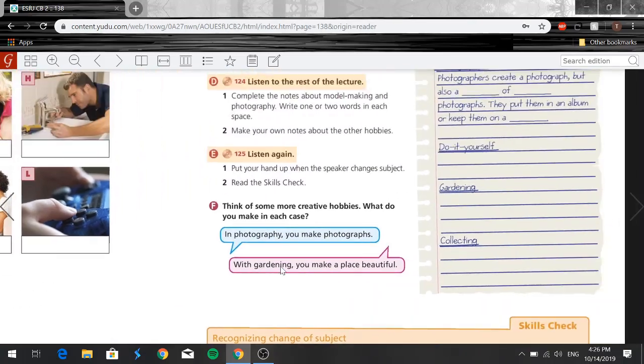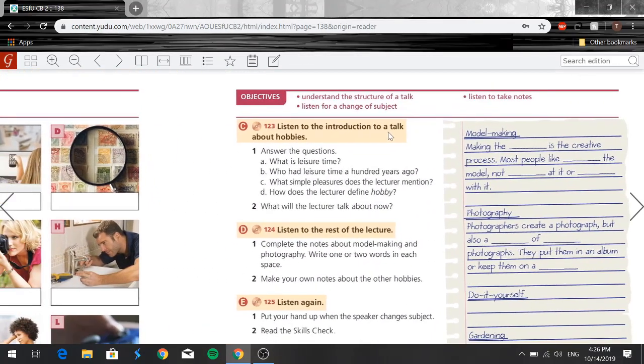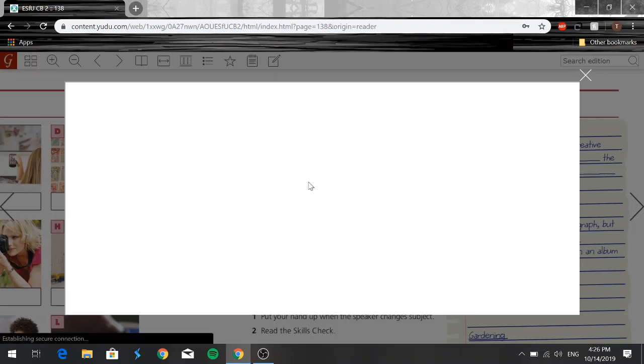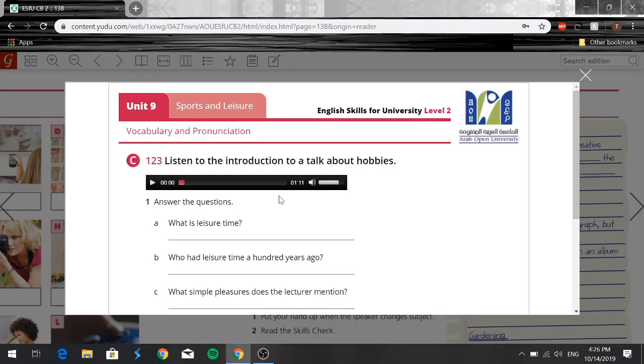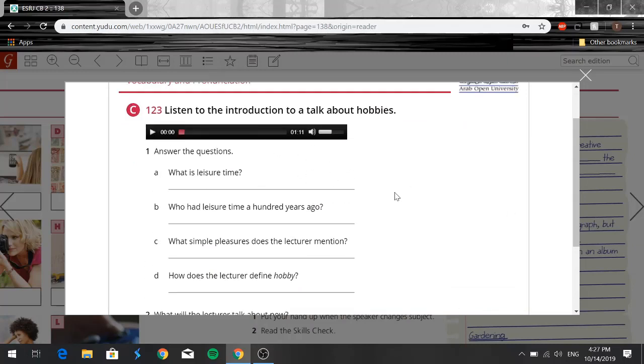Now, let's move on. What do we have here? Listen to the introduction to a talk about hobbies. Alright. Right, so we're going to be listening to an introduction here to a talk about hobbies, and then we're going to answer these questions, right? So keep your eye. I'll actually play this twice for you guys. So get ready and have a listen.